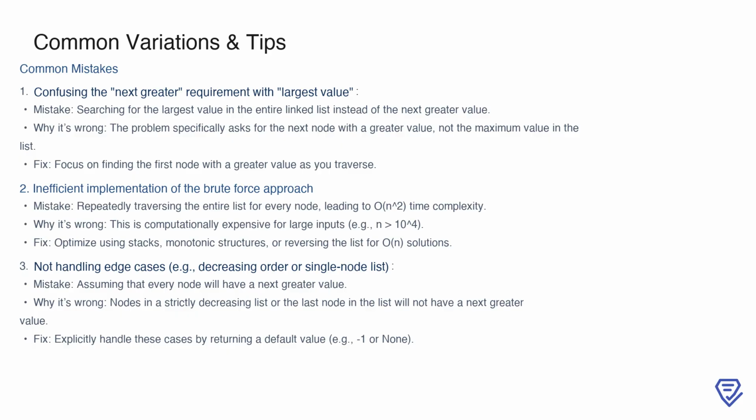Lastly, edge cases are often neglected. For instance, in a strictly decreasing list or when dealing with a single node list, there may not always be a next greater node. Make sure to handle such cases explicitly by returning a default value like -1 or none.